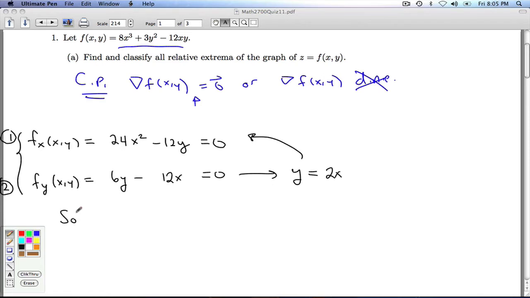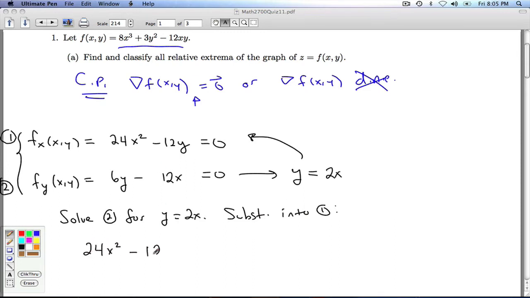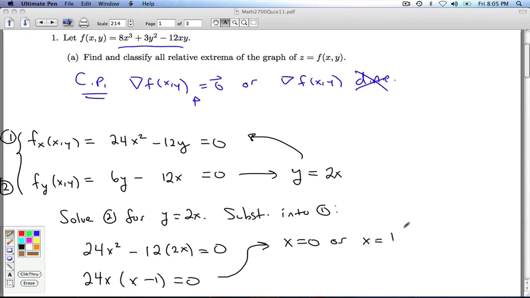So we solve 2 for y, and we're going to substitute into 1. That gives me 24x squared minus 12 times 2x is 0. So I can factor out a 24x out of all that. I'm going to get x minus 1 is equal to 0. So I get x equals 0 or x equals 1 out of that.